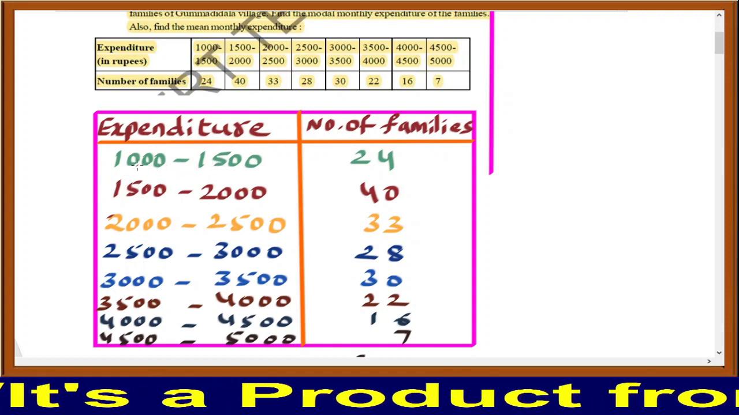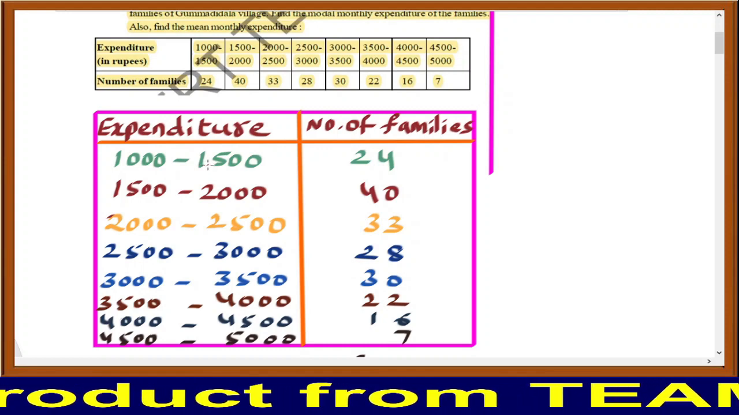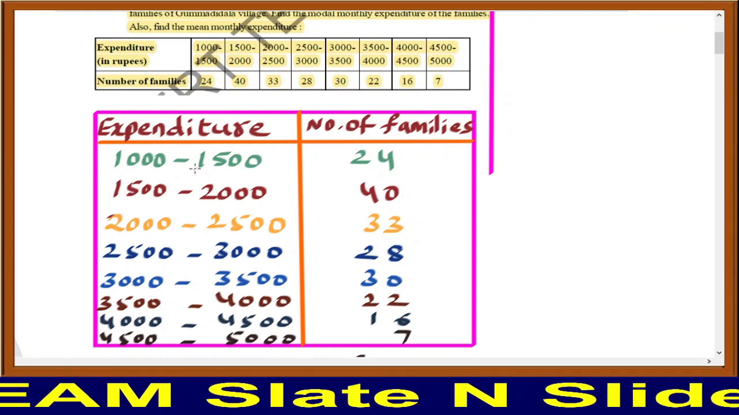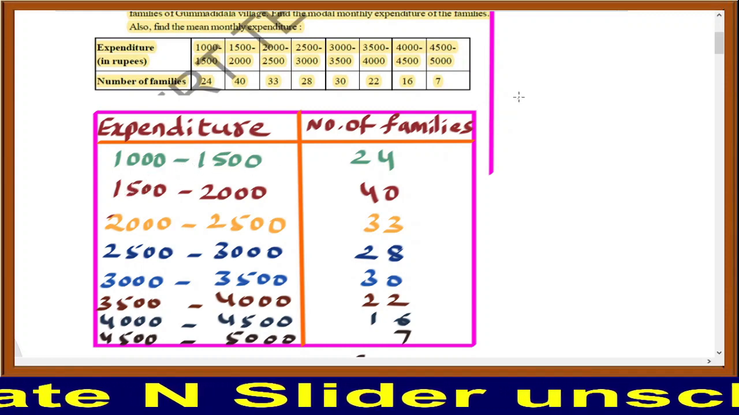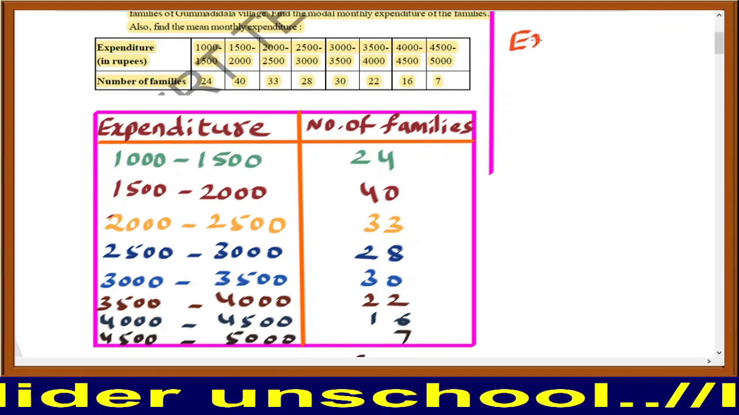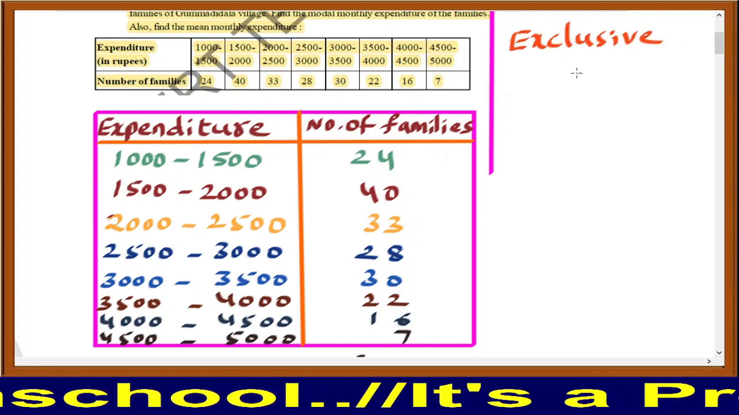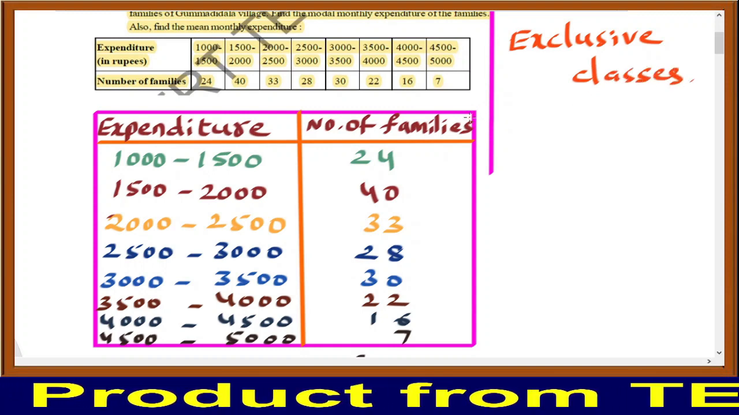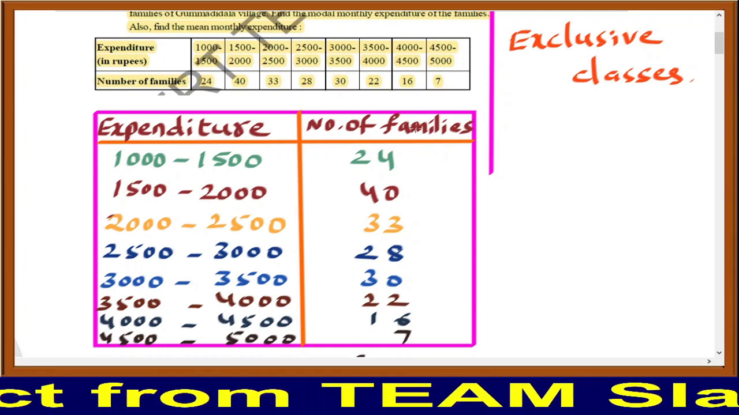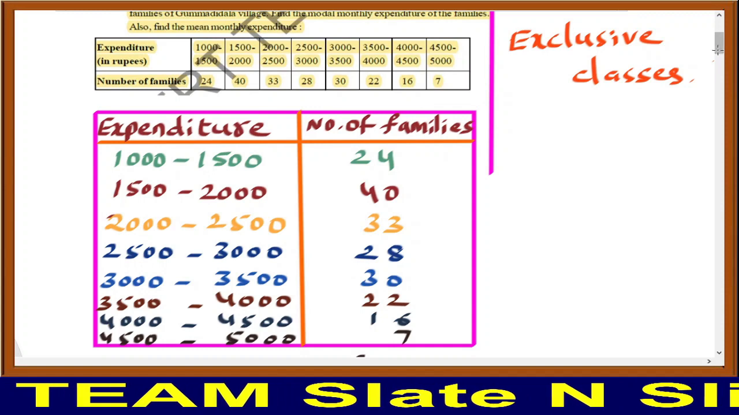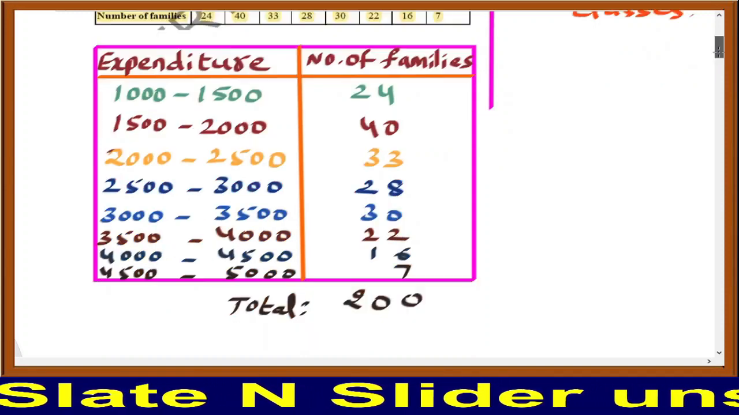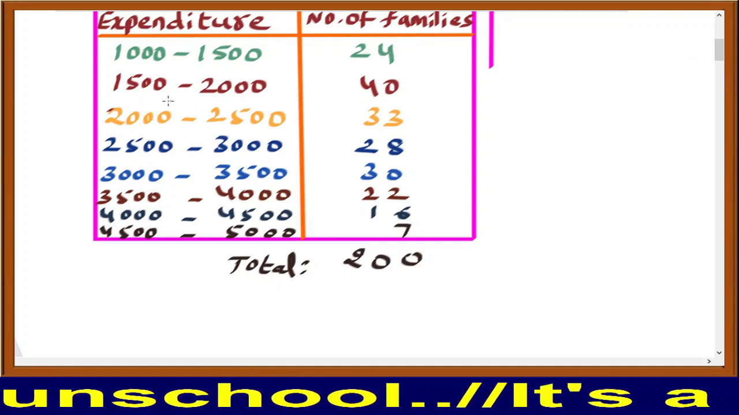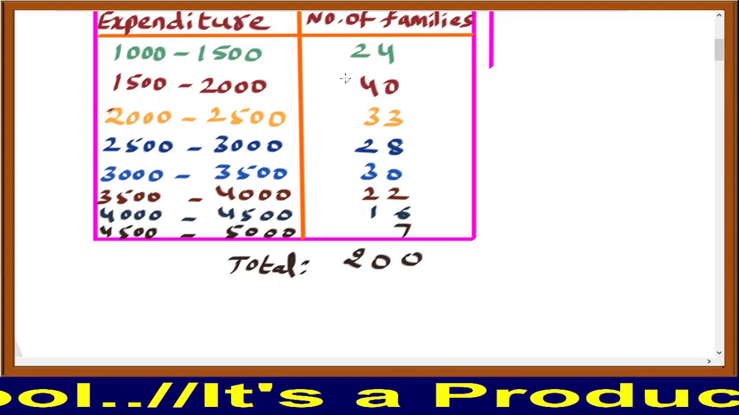Just observe one thing: the first class interval's upper limit is 1500, and for the next class interval the lower limit is 1500. So, these two are equal. These kinds of classes are called exclusive classes. For the exclusive classes, lower limits and lower boundaries are equal, upper limits and upper boundaries are equal. We have learnt this in 9th class itself. So, draw the table first: 1000 to 1500 24 families, 1500 to 2000 40 families, like this you have to write.